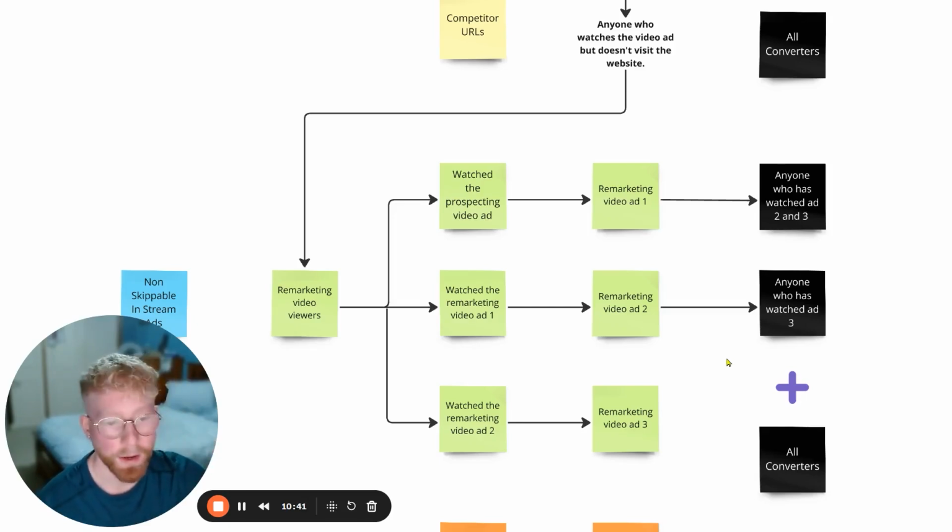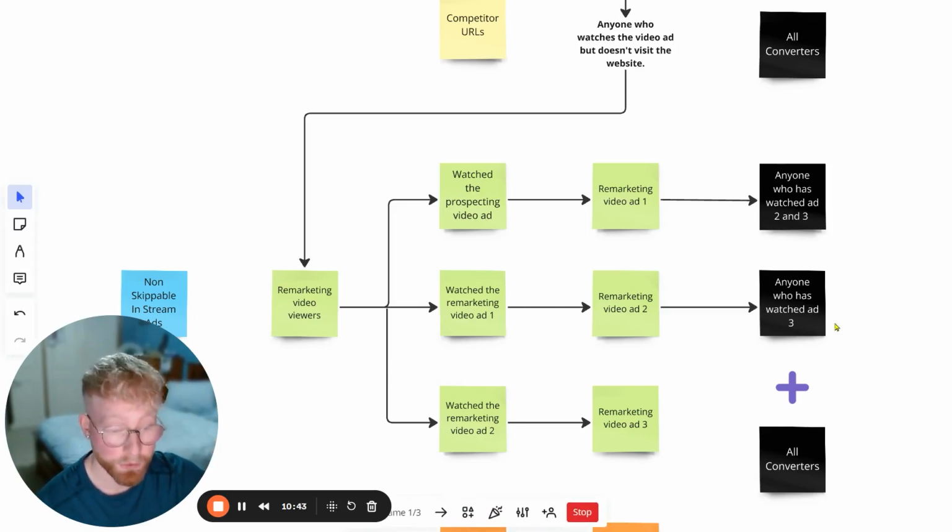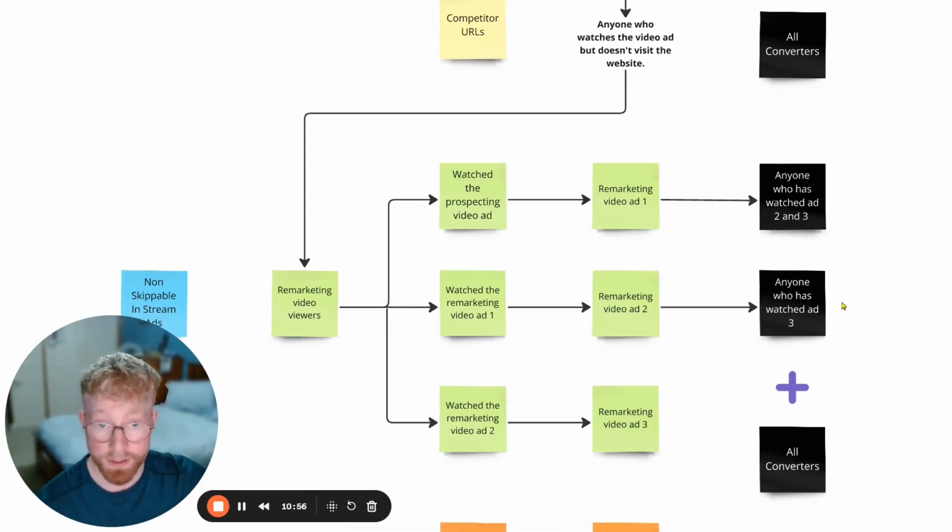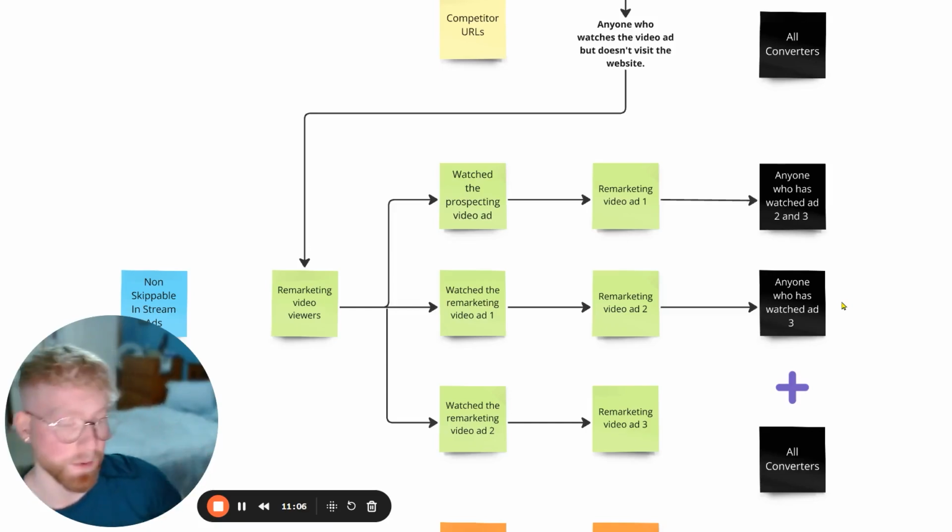Now, obviously, we'll be excluding all converters, right? That's pretty obvious. So the purpose of this campaign is to really convince the people who are interested from the prospecting campaign, but weren't quite interested enough to click through to the website. This campaign is designed to nurture those prospects.